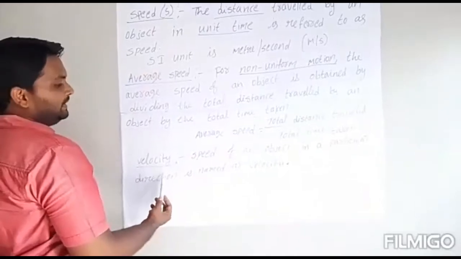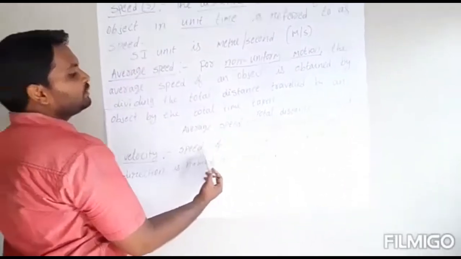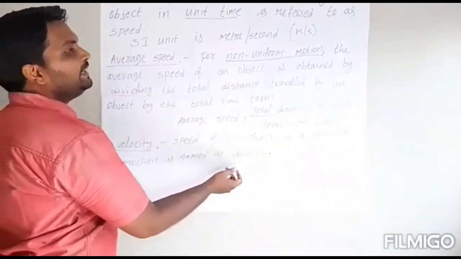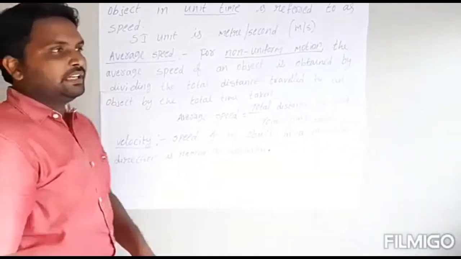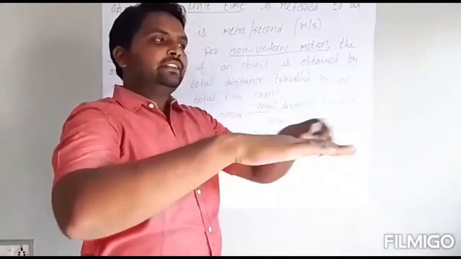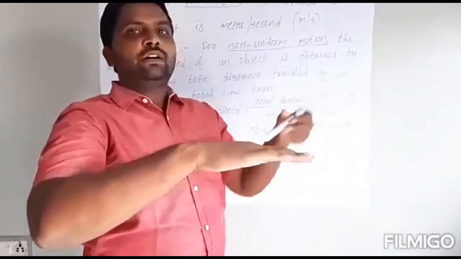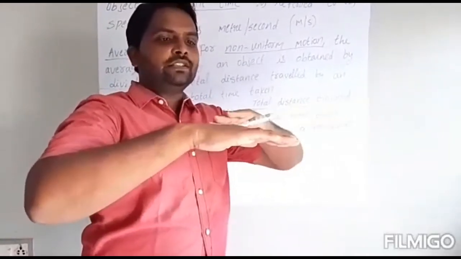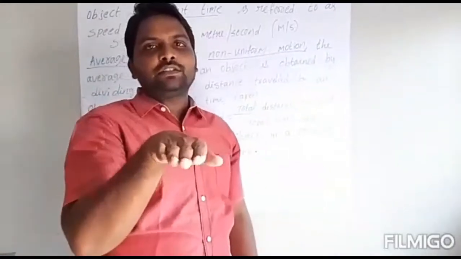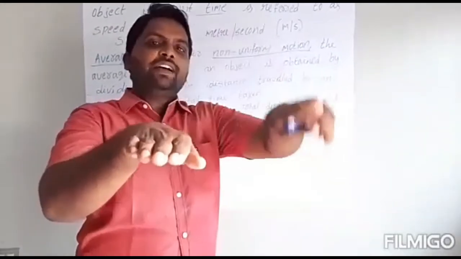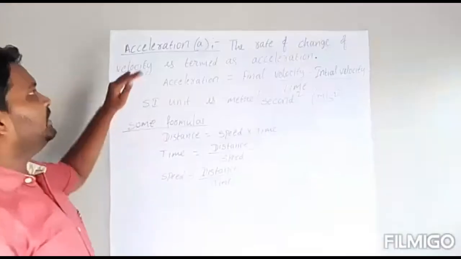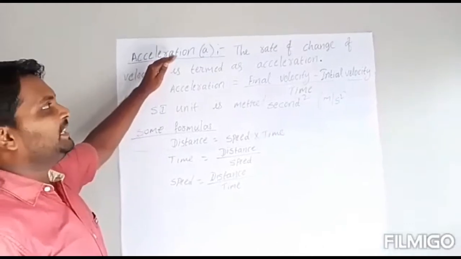And after that, velocity. The definition of velocity: speed of an object in a particular direction is named velocity. For example, the car is going in this direction. So we can say the velocity is in the direction in which the car is going, this direction. That is called velocity. For example, the car is going this direction, so we can say the velocity of the car is in this direction. That is called velocity.